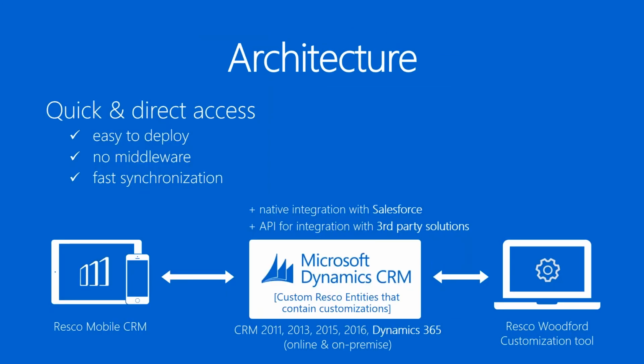And how does it actually look? The mobile application, Resco Mobile CRM, is seamlessly integrated with the Dynamics CRM backend, and also with the Salesforce backend. This application uses no middleware. It's a very fast synchronization process. The first time you run Resco Mobile CRM, you simply enter your credentials and connect directly to your CRM database, having instant access to the data.